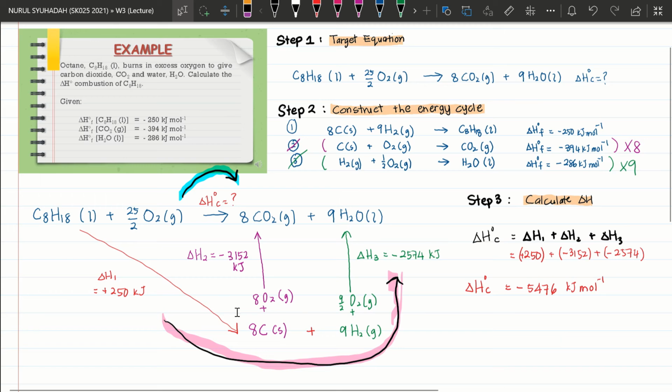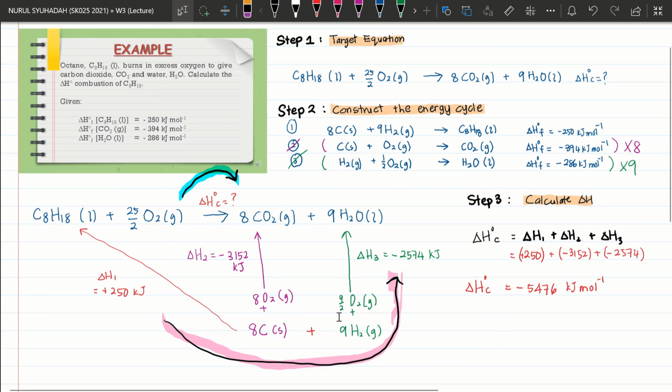Now, like I mentioned earlier, for this one, if you don't want to put the arrow downwards, and you want to stick with carbon plus hydrogen to produce C8H18, like I mentioned before, yes, you can do that. Let me just show you this. After this, you can choose however you want to draw your cycle.